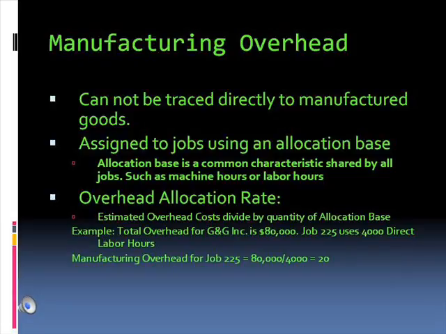Manufacturing overhead cannot be traced directly to manufactured goods. It is usually assigned to jobs using an allocation base. An overhead allocation rate is an estimated overhead cost divided by quantity of allocation base. At the bottom, we have an example of this.